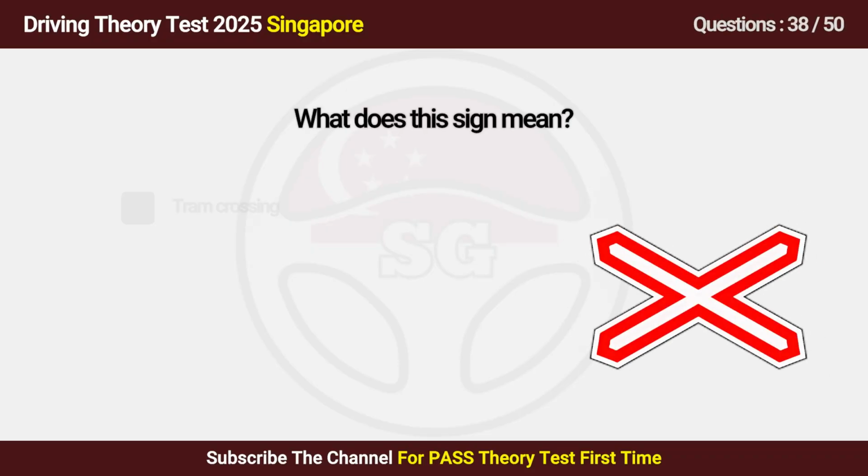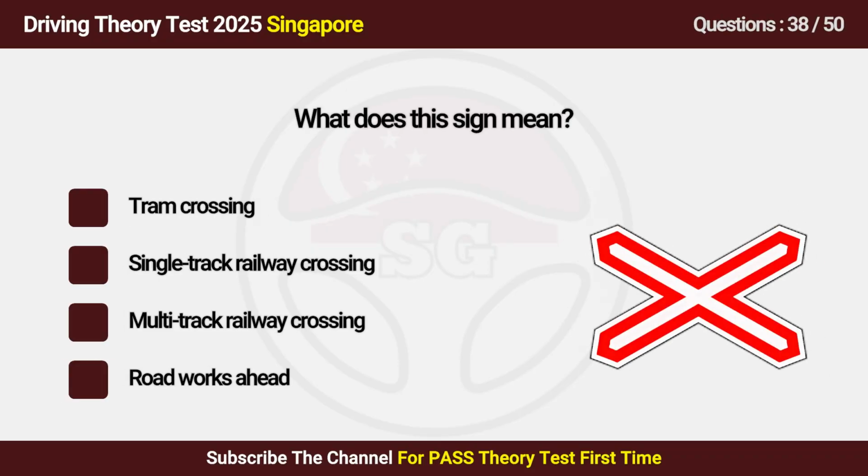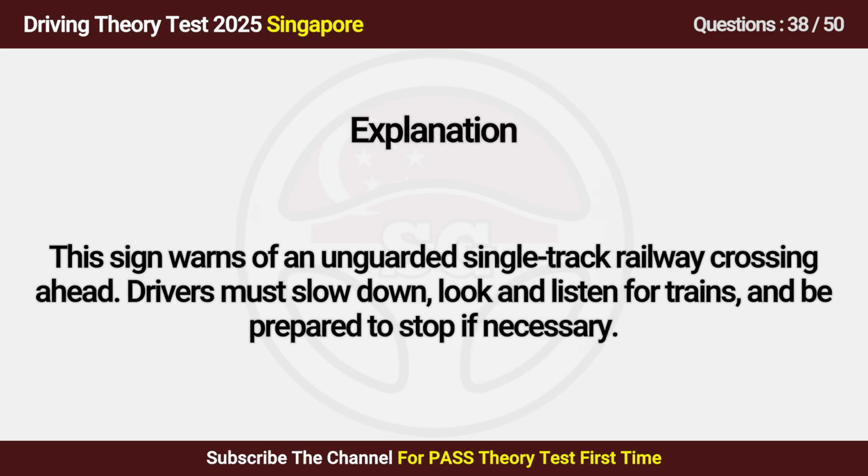Question 38. What does this sign mean? A. Tram crossing. B. Railway crossing. C. Railway crossing. D. Road works ahead. Answer is B. Railway crossing. This sign warns of an unguarded railway crossing ahead. Drivers must slow down, look and listen for trains, and be prepared to stop if necessary.